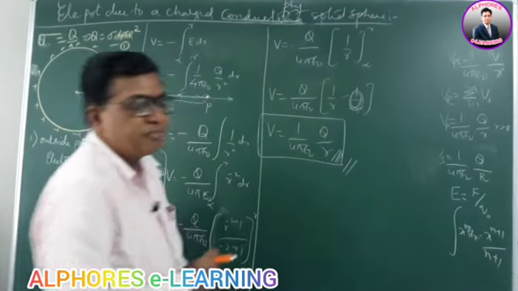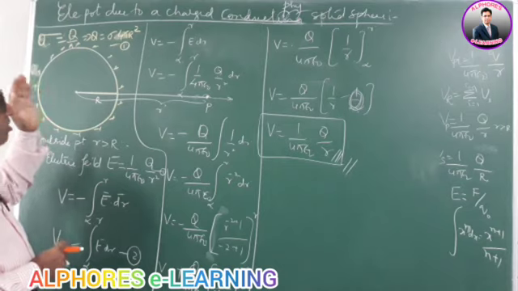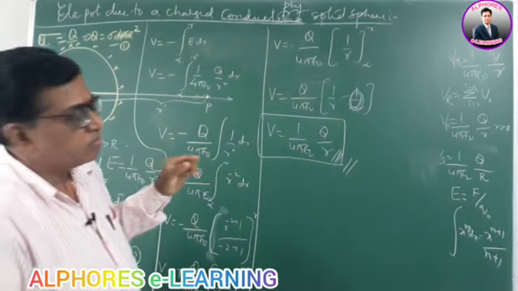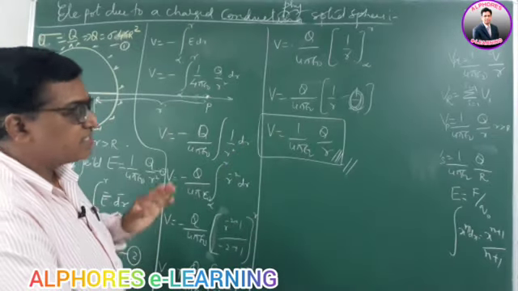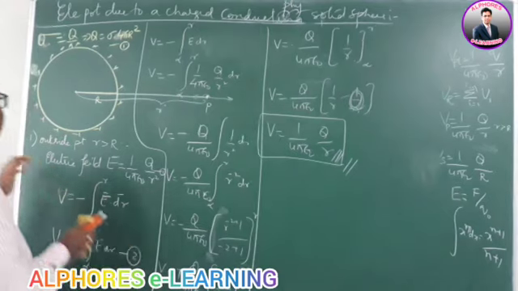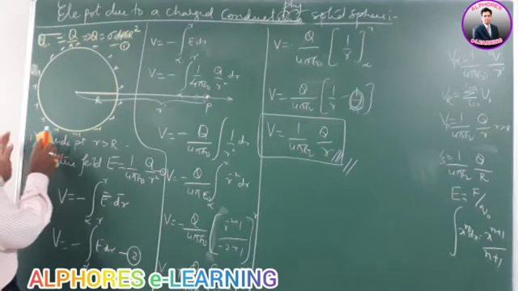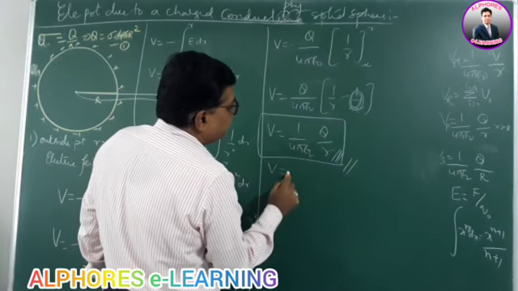This is the potential. So for a charged conducting solid sphere, the potential at any outside point is V equals 1 by 4 pi epsilon naught q by r. This is the formula for the electric potential at an outside point. Now coming to point 4, it's 1 by 4 pi epsilon naught.